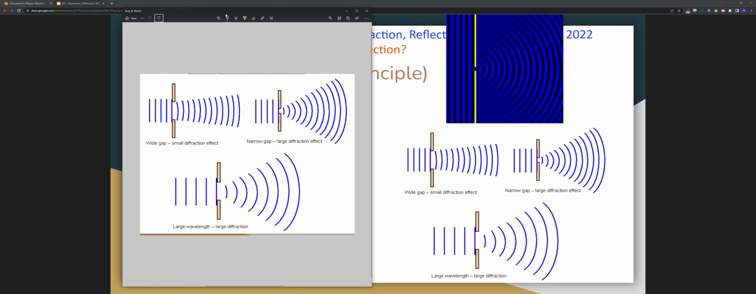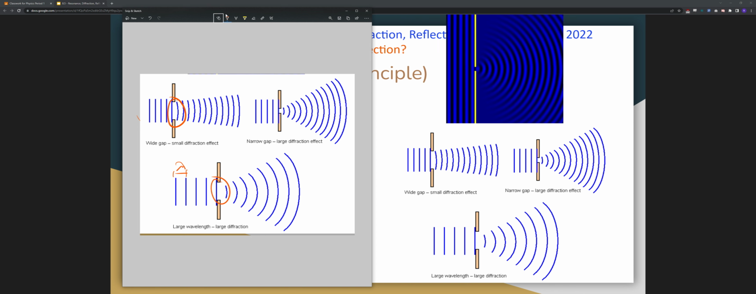Now let's compare a small wavelength with a larger wavelength. It's the same opening, the same diameter opening, but the bottom one has a larger wavelength.